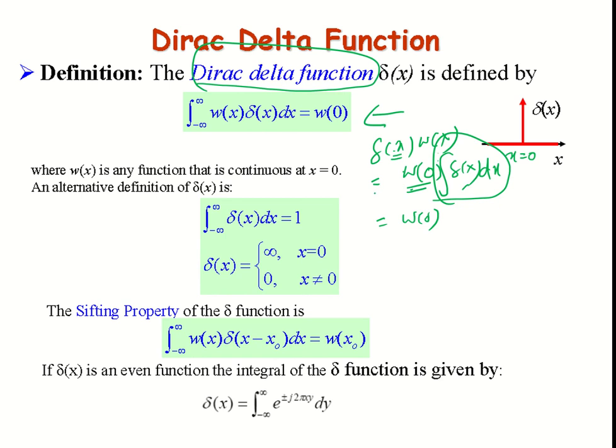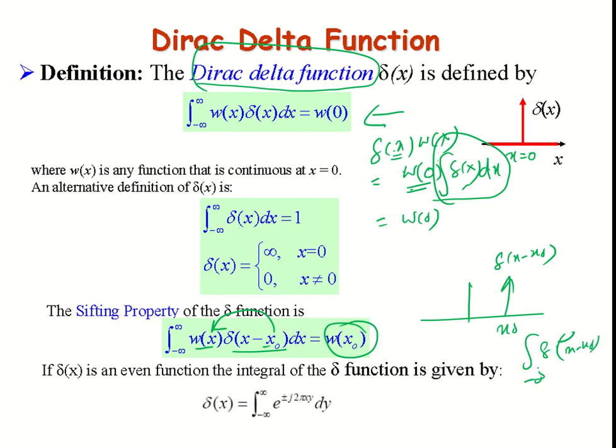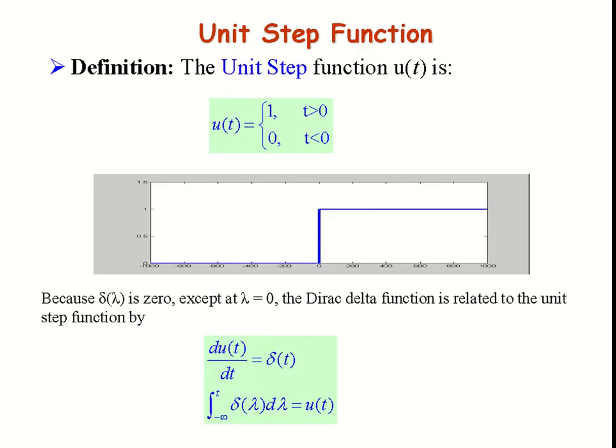A very important property. Whenever a function is multiplied with an impulse that exists at x naught, a shifted impulse, we get the function value at the impulse location, and the rest is just the shifted impulse. So for a shifted impulse or a normal impulse, its integration is always 1. This is the very important basic property of the impulse.